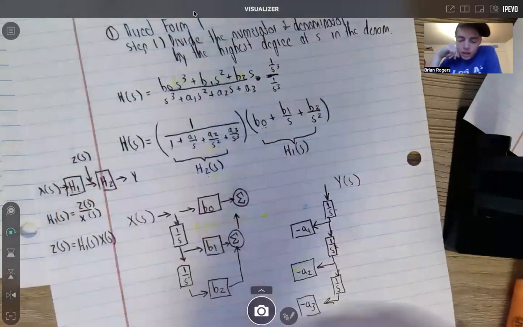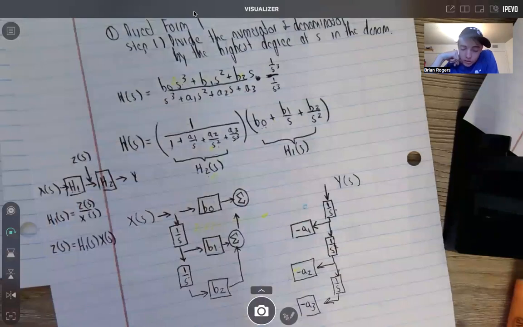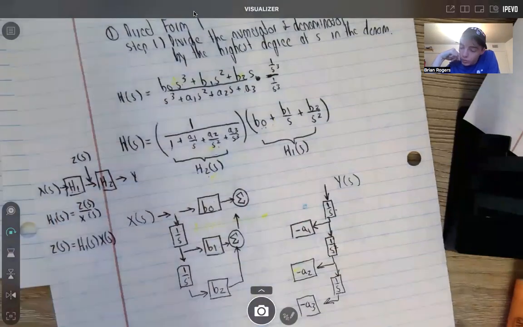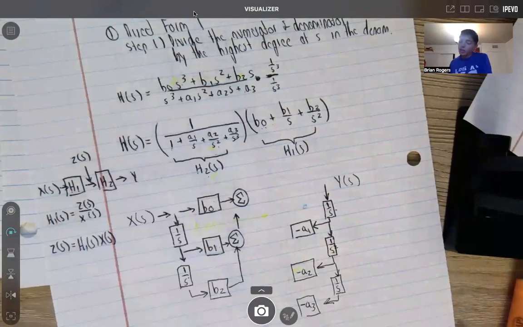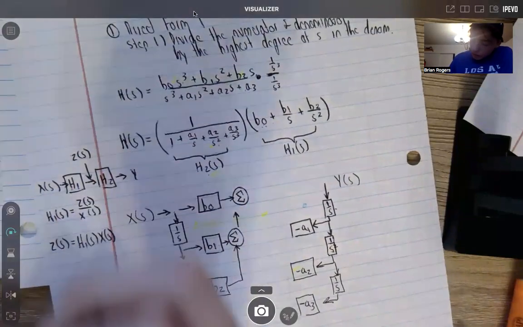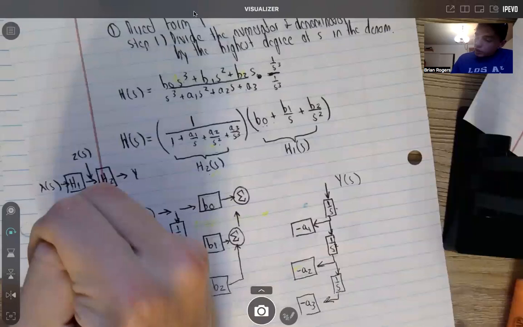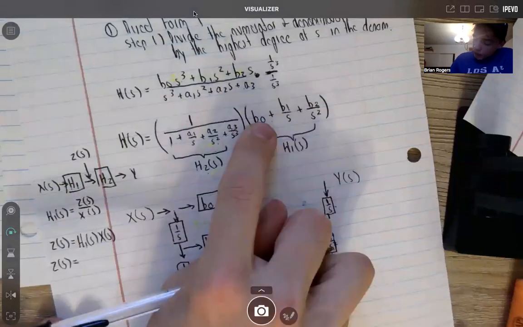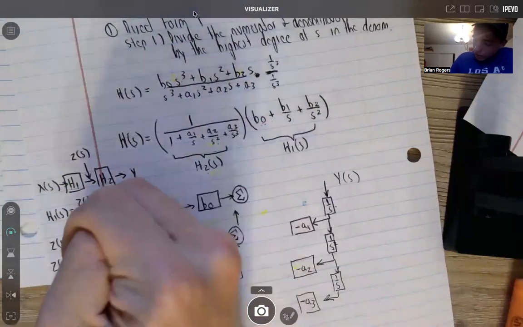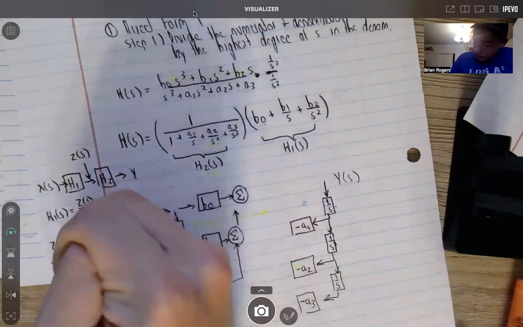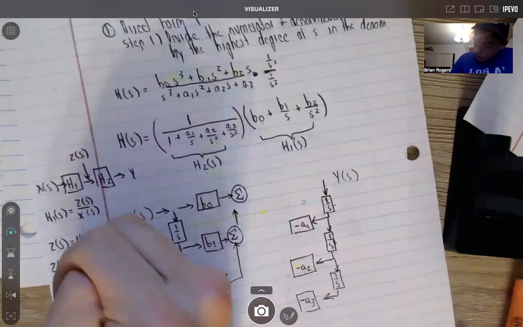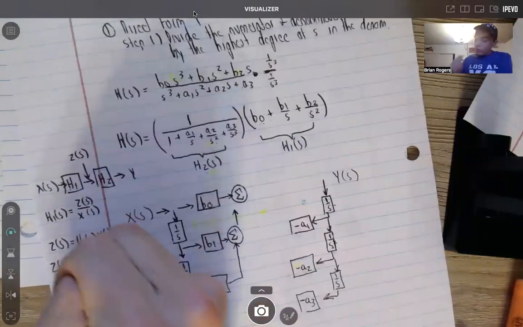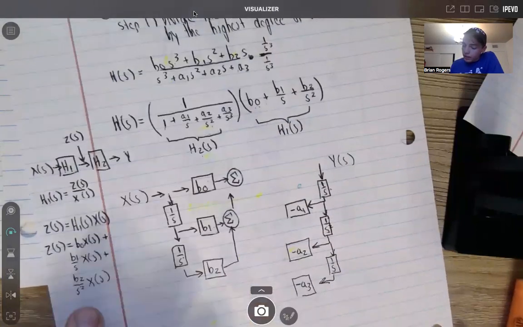That's what we know. And so our Z of S, if we substitute in what we have in particular for H1 of S, what are we going to see? Our Z of S is going to be equal to B naught times X of S plus B1 over S times X of S, then plus B2 over S squared X of S. And so you found what your Z of S is.